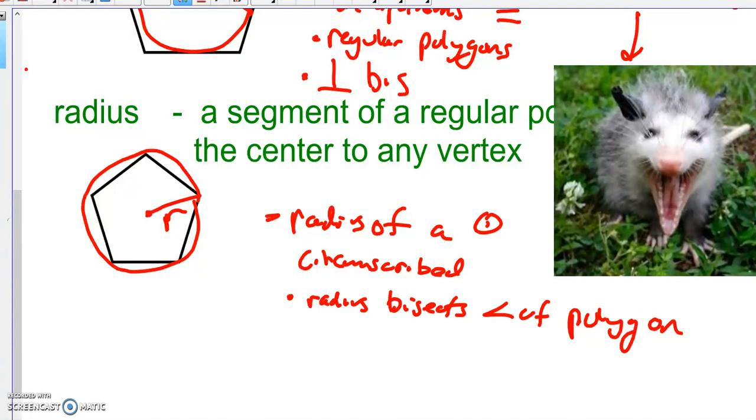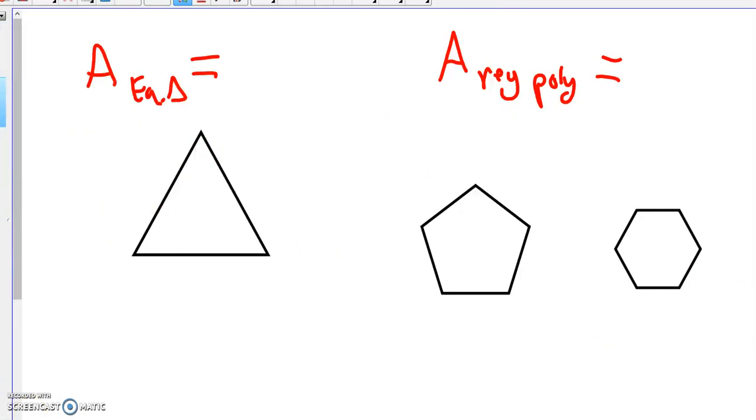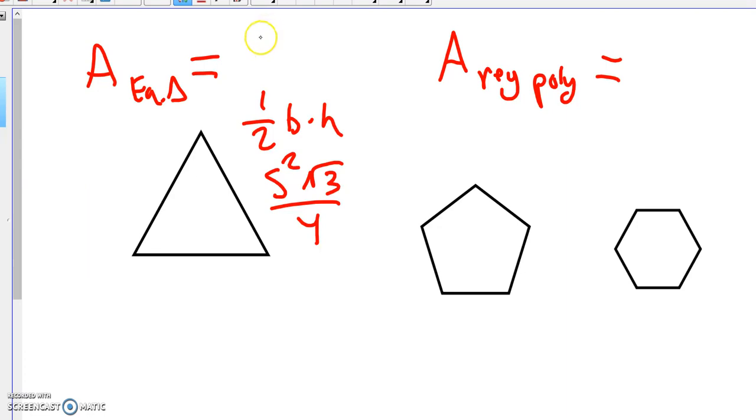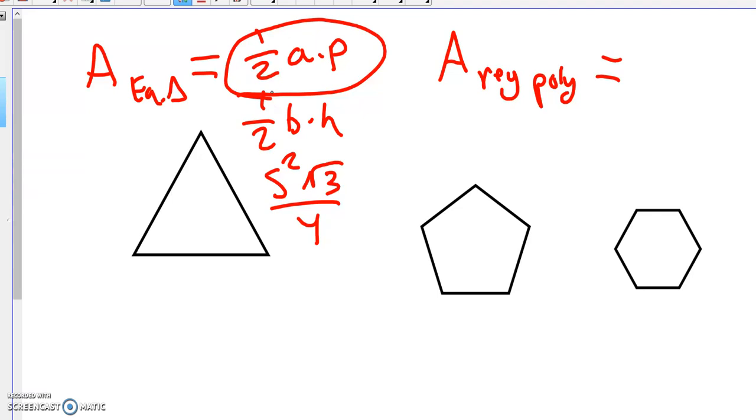Okay? If you could go to your formula sheet real quick. Using the same idea, we have a couple of formulas for area of an equilateral triangle and area of regular polygons in general. We already have a couple formulas for area of an equilateral triangle. You could do 1/2 base times height. Specifically for an equilateral triangle, you could do side squared root 3/4. We already have those. A new one you can do is 1/2 A times P. So this is a new formula for the area of an equilateral triangle.